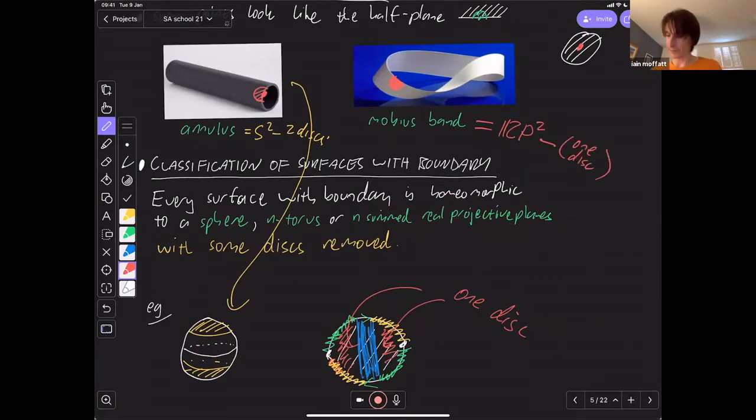And the number of disks you've removed gives you the number of boundary components. So for the boundary components, all you're doing is sitting on the boundary and walking around it. Oh, I've messed up that example. And then closing up. So you're removing a disk and that just creates some boundary, and the number of boundary components would be the number of disks you've removed.